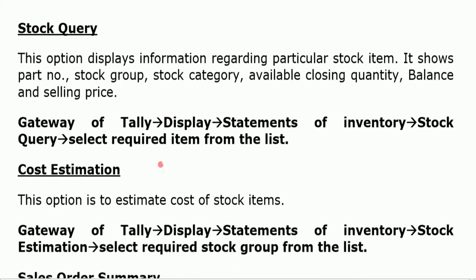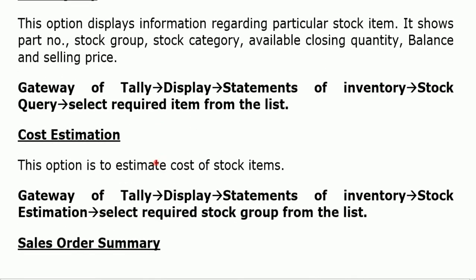And the next one is Cost Estimation. This is to estimate the cost of stock items. You can estimate the stock of items available in the godown for the present time by using the Cost Estimation statement. Gateway of Tally, Display, Statements of Inventory, Cost Estimation, select the required stock group from the list.